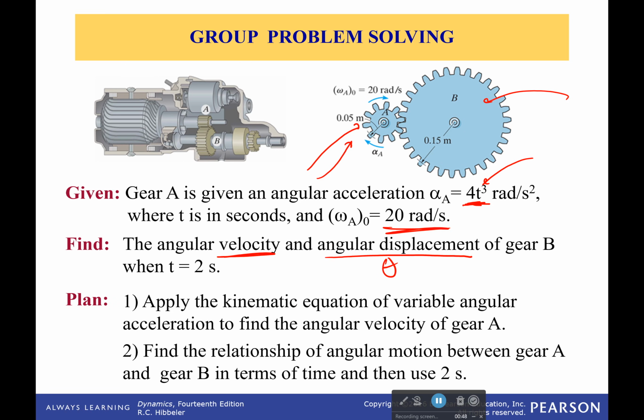So here's your plan. First off, kinematic equations, okay? For a variable angular acceleration, not the constant ones. You're going to have to use the ones that have integrals and derivatives in them. And then you're going to find a relationship between the angular motion to figure out where it is at 2 seconds. And note, this is for gear B, not gear A. This is for the big one. So once you figure out equations for angular acceleration, velocity, and displacement, you'll have to figure out how that connects to gear B here.